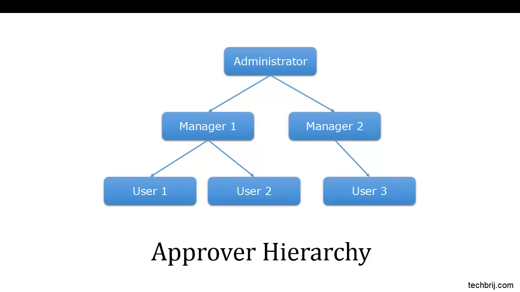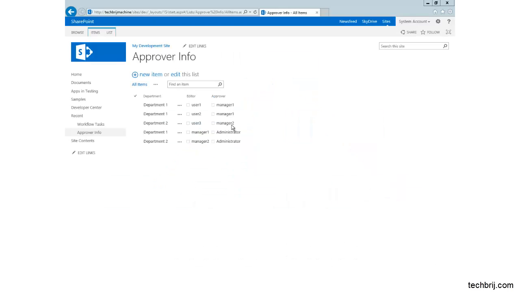I have created a custom SharePoint list to define the approvers. This is the list which defines the approver. Here you can see there are two columns. One is editor, which defines the username, and the second one is approver, which defines the approver for the particular user. Manager 1 is the approver for user 1 and user 2, and administrator is approver for manager 1 and manager 2.